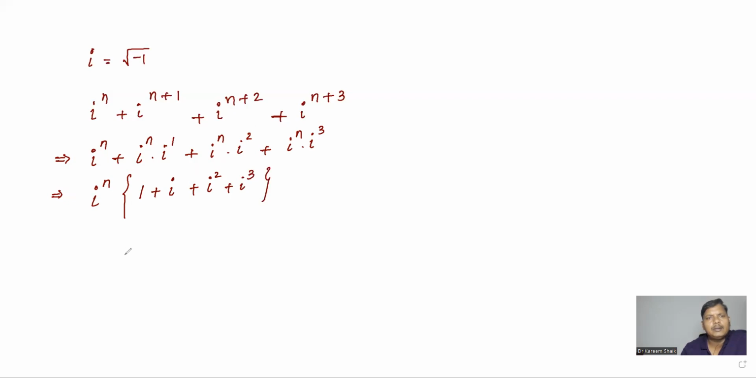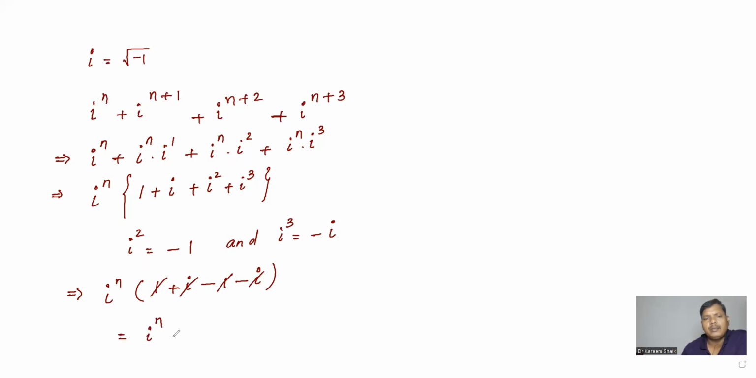We know that i squared is nothing but -1 and i cubed is nothing but -i. We discussed it in my last class. Now, by replacing those values, i^n into (1 + i). In place of i squared, I can write -1. In place of i cubed, I can write -i. Now, while observing here, -1 and +1 get cancelled. Positive i and negative i get cancelled. So finally, we got i^n into 0, which is nothing but 0.